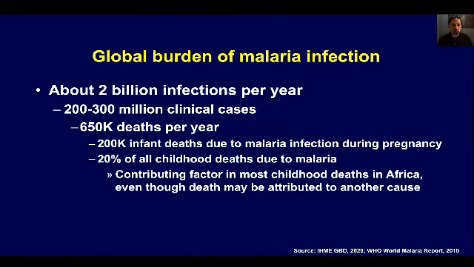In terms of the global burden, there are about 2 billion infections that occur every year, and this results in about 200 to 300 million clinical cases of disease and about 650,000 deaths per year. A lot of deaths occur among infants due to malaria infection that happens during pregnancy. About 20% of all childhood deaths around the world are thought to be due to malaria. And in Africa, it's a contributing factor in most childhood deaths, even though it may not be recorded as such.